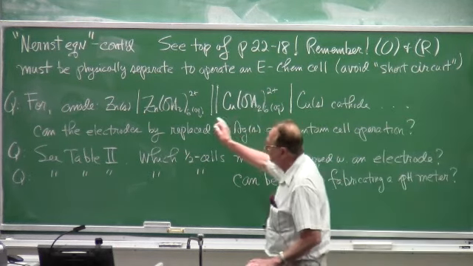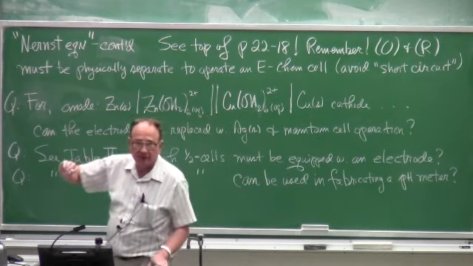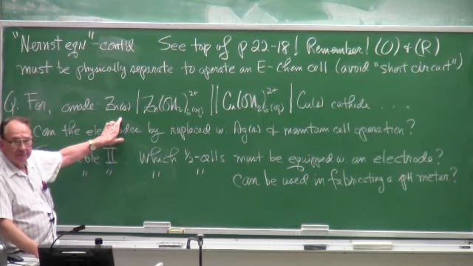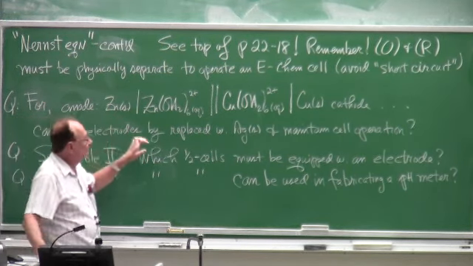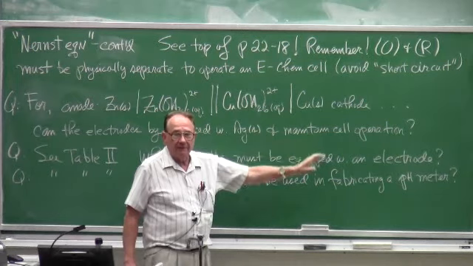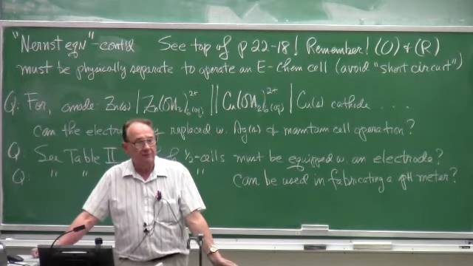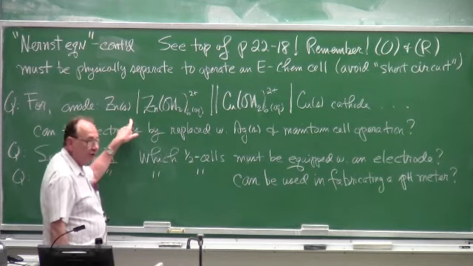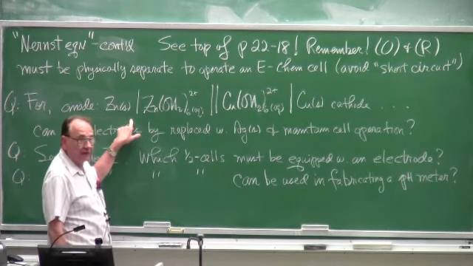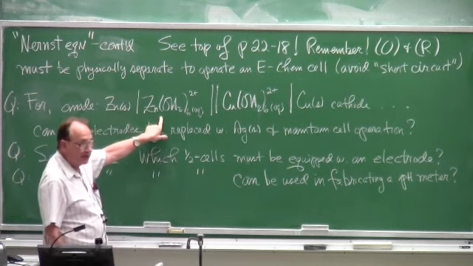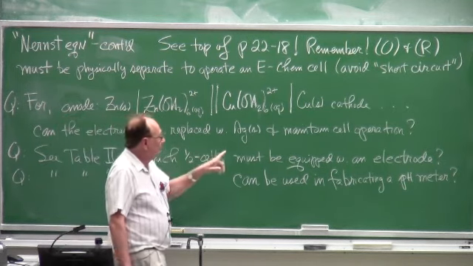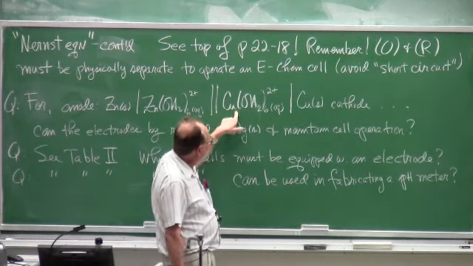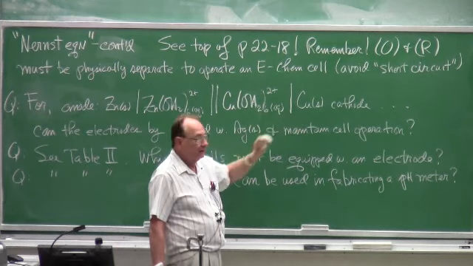Here again is this cell written in standard cell notation. Zinc-zinc ion constitutes the anode half cell. Hydrated copper ion, copper metal constitute the cathode half cell. This again is the half cell in which oxidation occurs. Specifically in this system, zinc is being oxidized to hydrated zinc ion, whereas in the cathode half cell reduction occurs. Specifically for this system, hydrated copper ion is being reduced to copper metal.